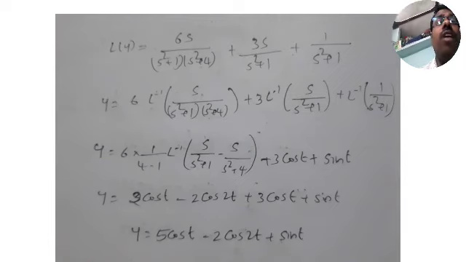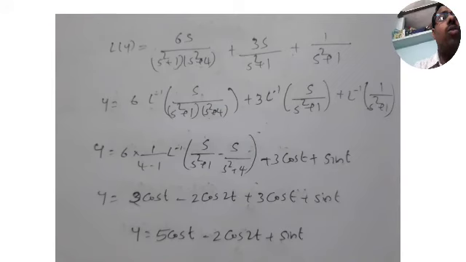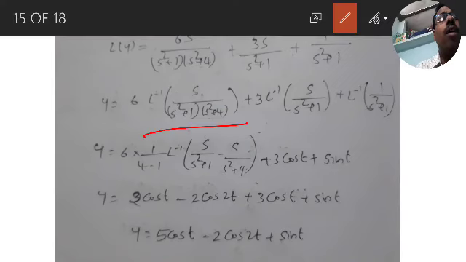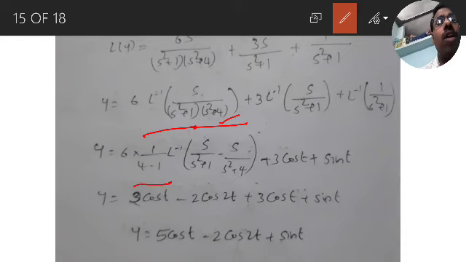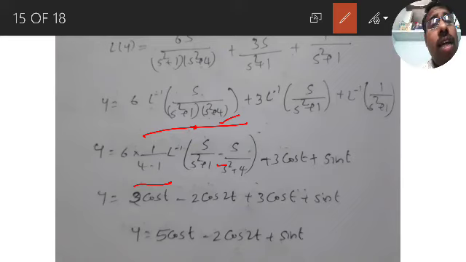L to this side becomes L inverse. Take constants outside. y is equal to 6 outside, L inverse of s by (s square plus 1) into (s square plus 4), plus 3 into L inverse of s by (s square plus 1), plus L inverse of 1 by (s square plus 1). Now you have to use the formula again. Here b square means 4 and a square means 1. 1 by (b square minus a square) into L inverse of s by (s square plus 1), in between you have to write minus s by (s square plus 4). 1 by 4 minus 1 means 3. 6 by 3 means 2.